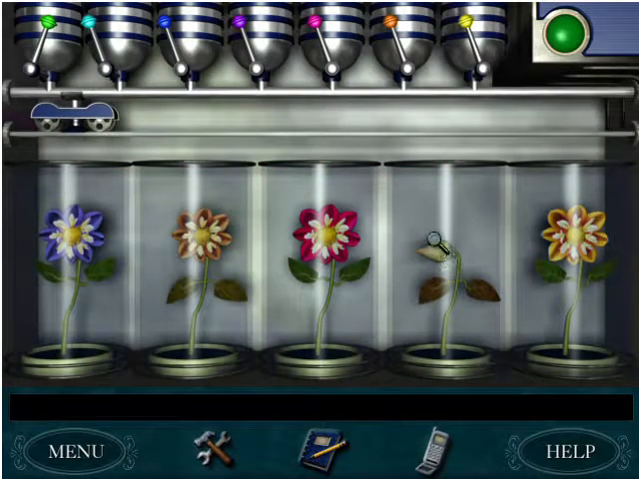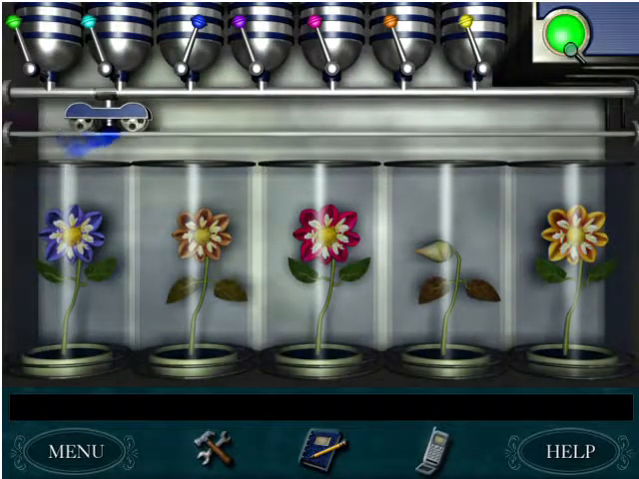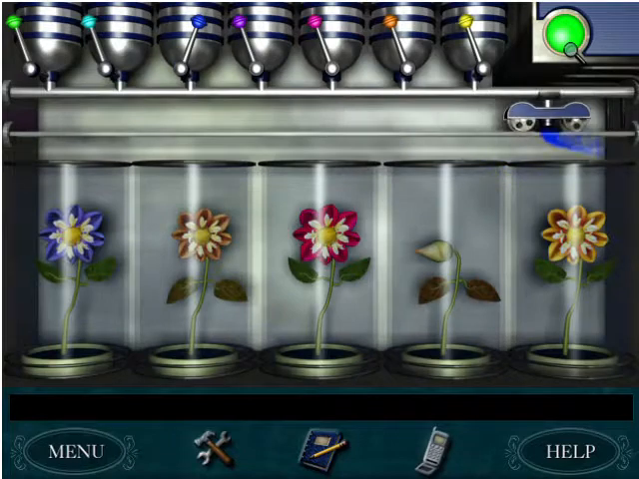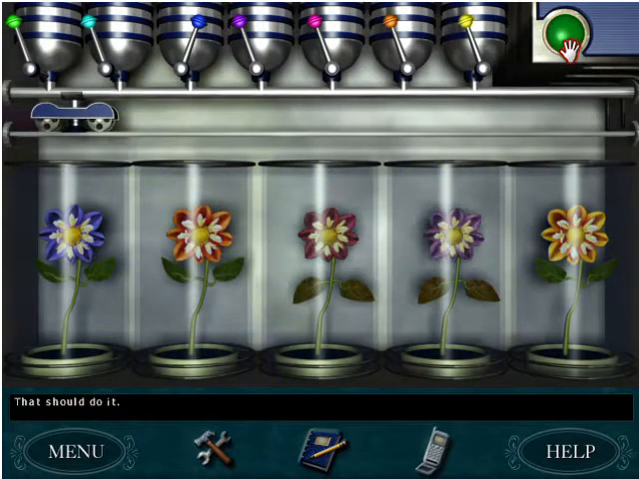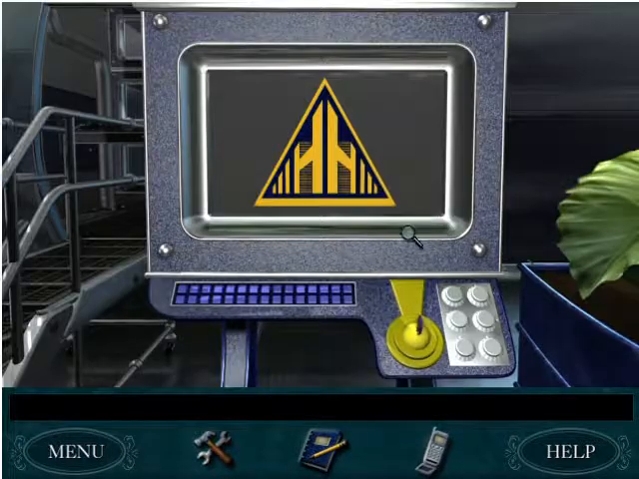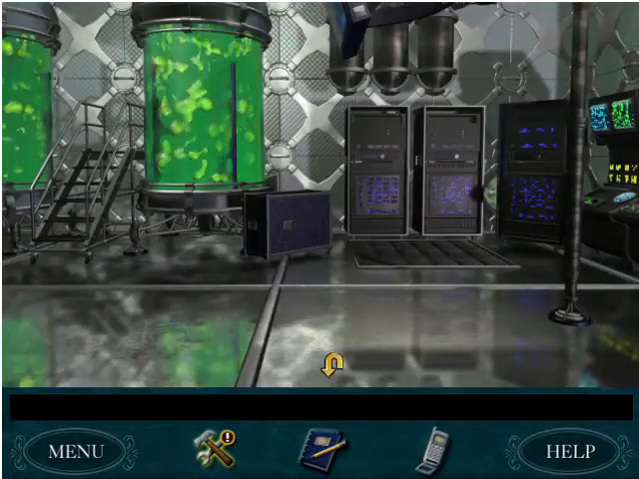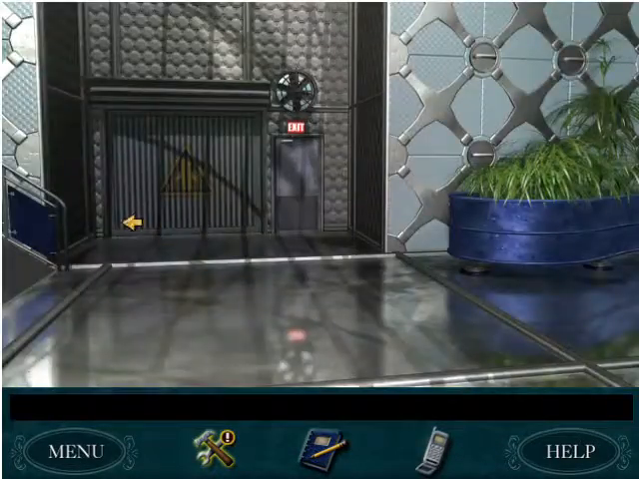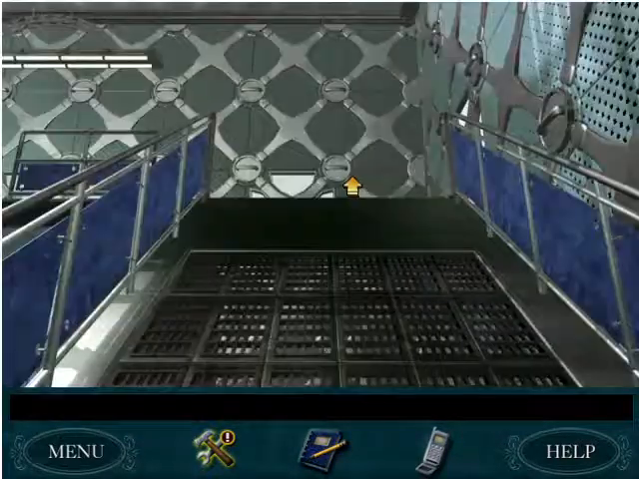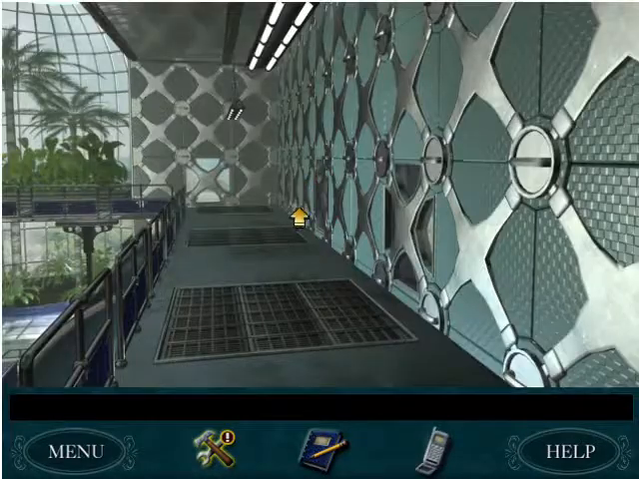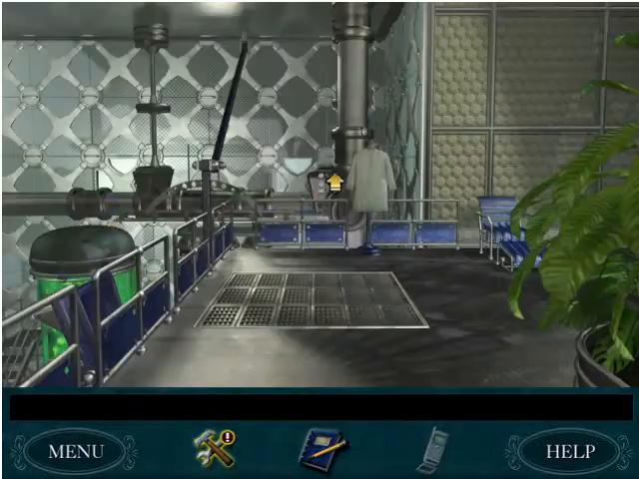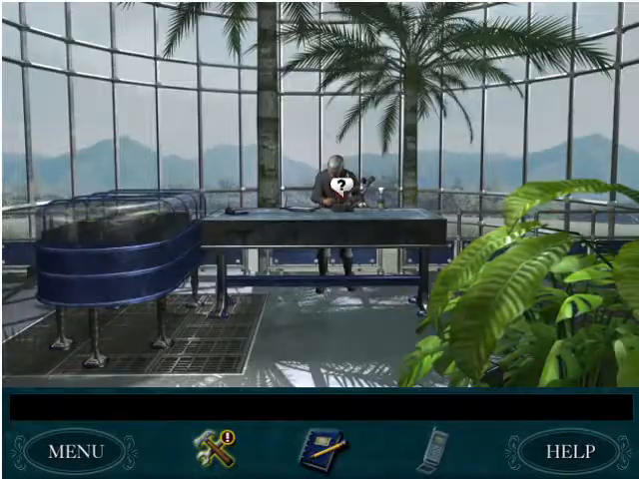Okay, but now this one is down, so we need to figure out one that'll help that. So what about blue? What's dark blue do? Does that help that one grow? That should do it. Oh! Well, look at that. That was easy. Masterful work, Nancy. That was, what, green, light blue, green, dark blue. Easy as pie.